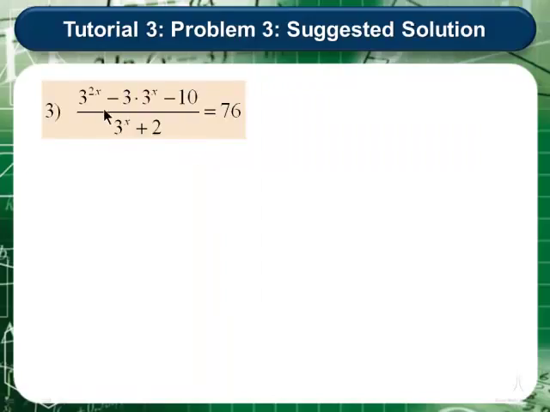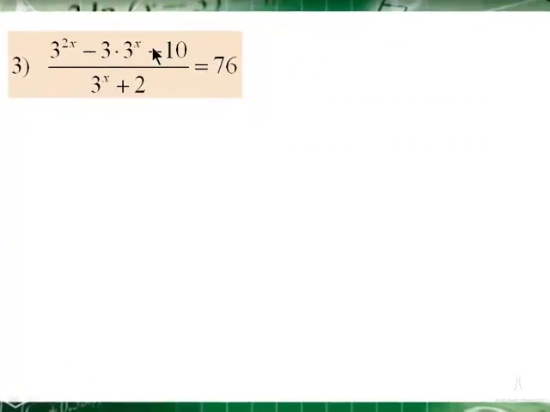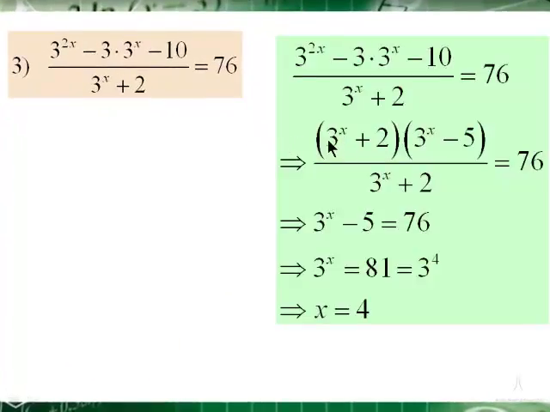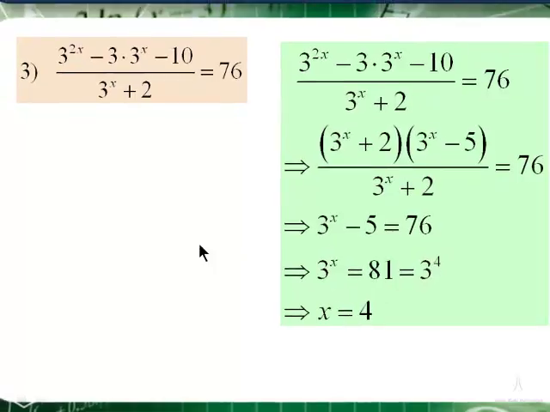If we look at problem 3 from tutorial 3, we note that the numerator is a trinomial which can be factorized in this particular way. And then clearly 3 to the power x plus 2 can cancel out, and then adding 5 to both sides, we get it in the form 3 to the power x equals b, or a to the power x equals b, but this b, or 81, can be written as 3 to the power 4, so according to our strategy x must be 4.